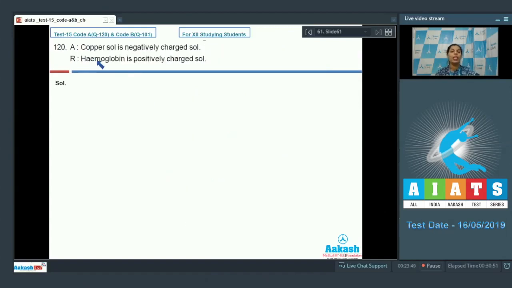Let's take the last question of today's discussion, that is question number 120. Assertion says copper salt is negatively charged salt. This is the correct statement because the metal salts are generally negatively charged salt. And if I talk about hemoglobin, it is a well-known fact that it is a positively charged salt. But reason is not explaining the assertion. That's why I'll choose option 2 as the correct answer. I hope all the questions, those we discussed today, are clear to you. All the best for your results. Thank you so much.